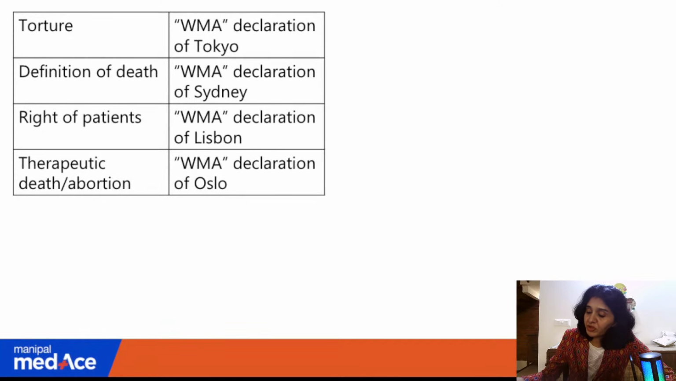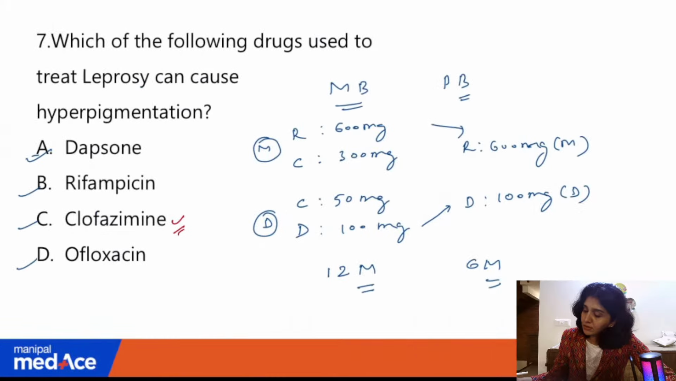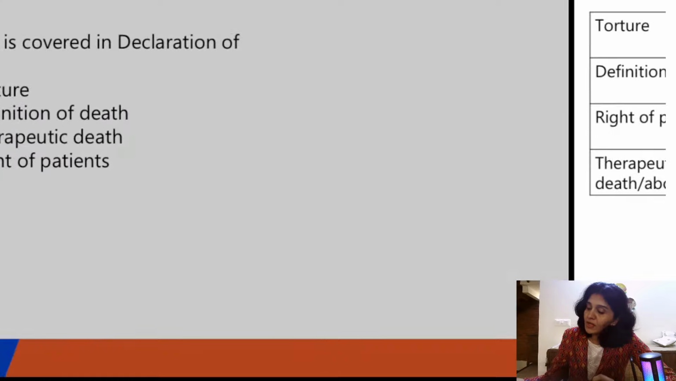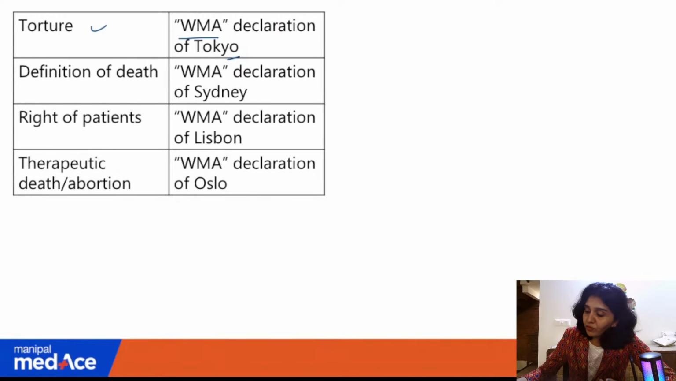If you look at the other options, torture is highlighted under World Medical Association Declaration of Tokyo. Torture is Tokyo, T for T, right? Definition of death, World Medical Association Declaration of Sydney, right? D is for death. Right of patients, World Medical Association Declaration of Lisbon. And then therapeutic death or abortion is World Medical Association Declaration of Oslo.